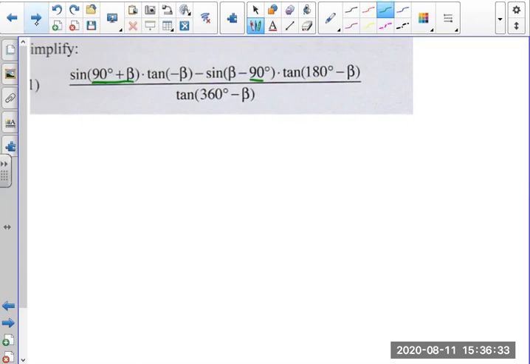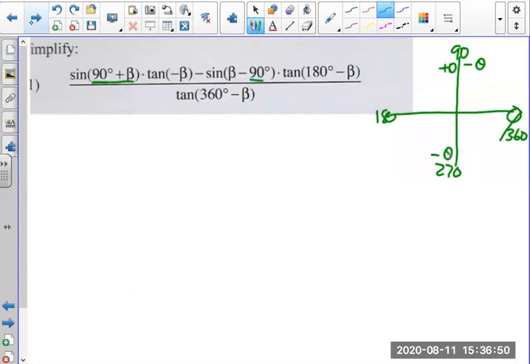Where's 90 plus? Okay, I'm just going to draw a little quick new sketch here. 0, 90, 180, 270, 360. 90 minus or plus, 270 minus or plus. Now, where's 90 plus beta? 90 plus is in the second quadrant. And so this is the second quadrant. So first question, where? Second question, what's the sign? The sign of sine in the second quadrant is positive.